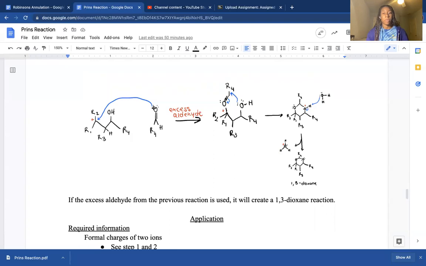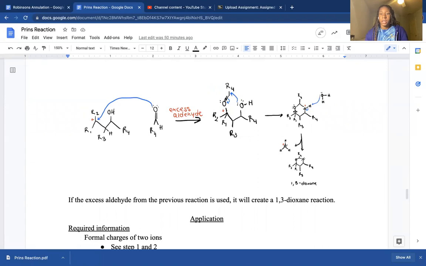It's taking one lone pair from the aldehyde, and that is going to be moving to this carbon over here. And so the excess aldehyde is then converted. The oxygen from here, again, is going to be moving to R4, and then the double bond here is going to be broken, leaving another set of electrons for the oxygen here.